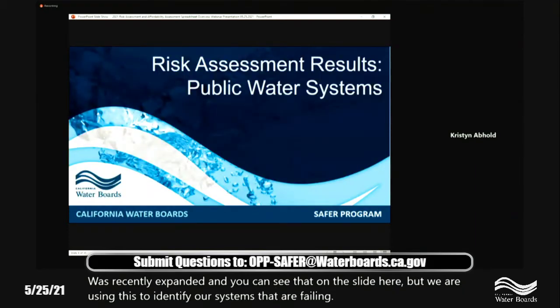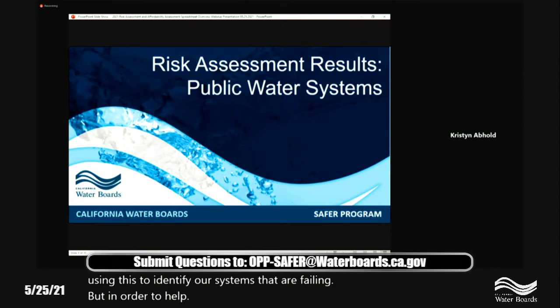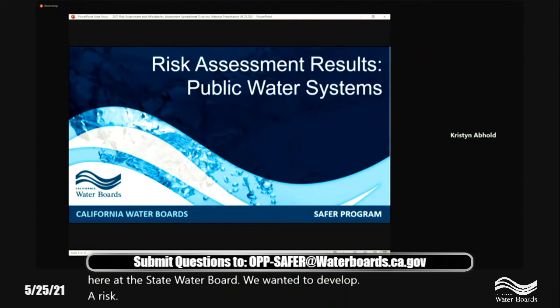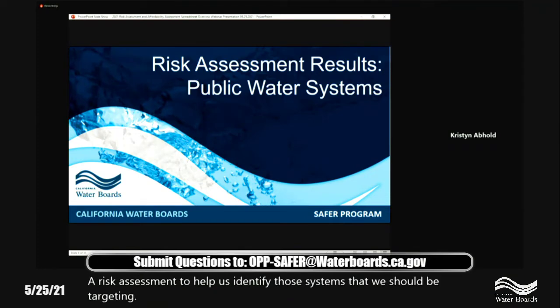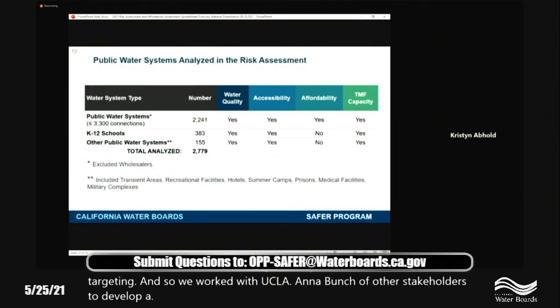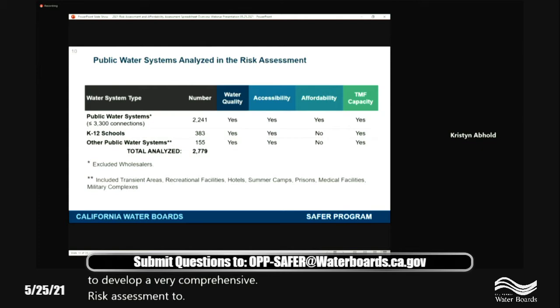But in order to help direct our technical assistance, our engagement, and our funding towards systems before they fail, so we can be a bit more proactive here at the State Water Board, we wanted to develop a risk assessment to help us identify those systems that we should be targeting. And so we worked with UCLA and a bunch of other stakeholders to develop a very comprehensive risk assessment to identify these systems that are at risk of failing.